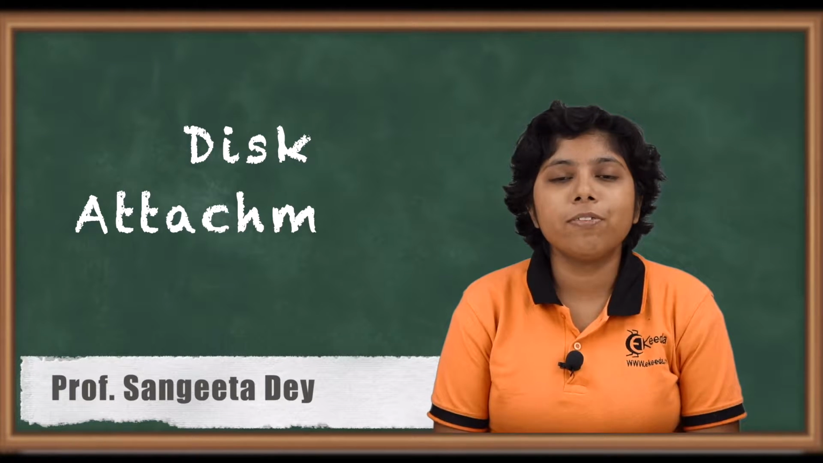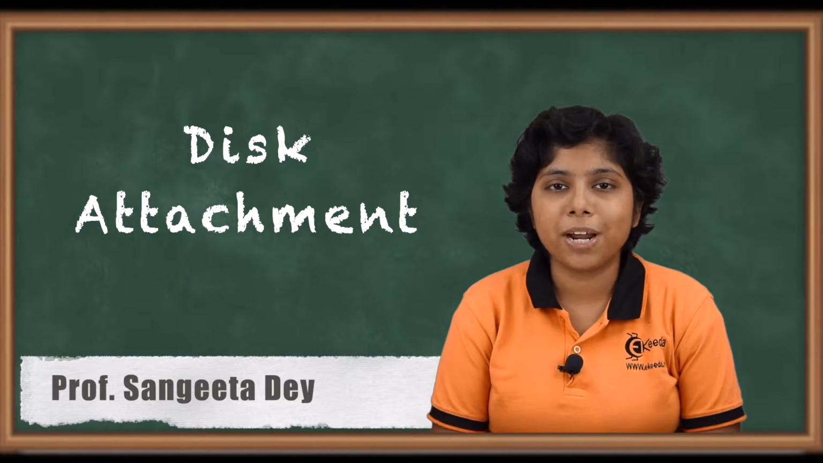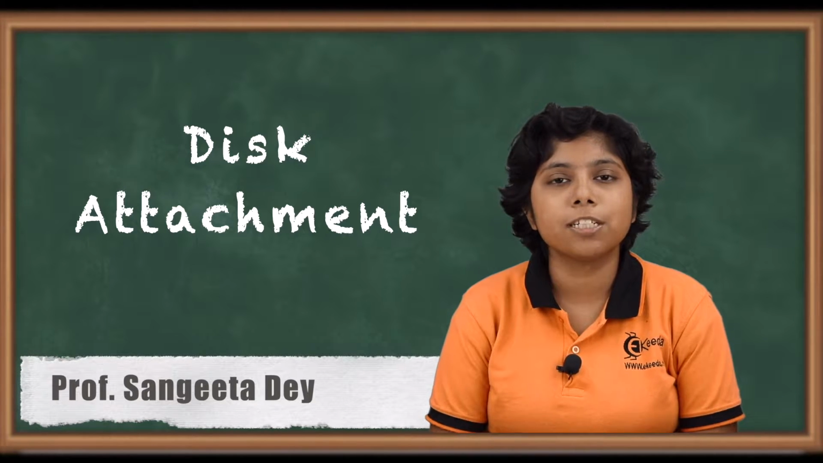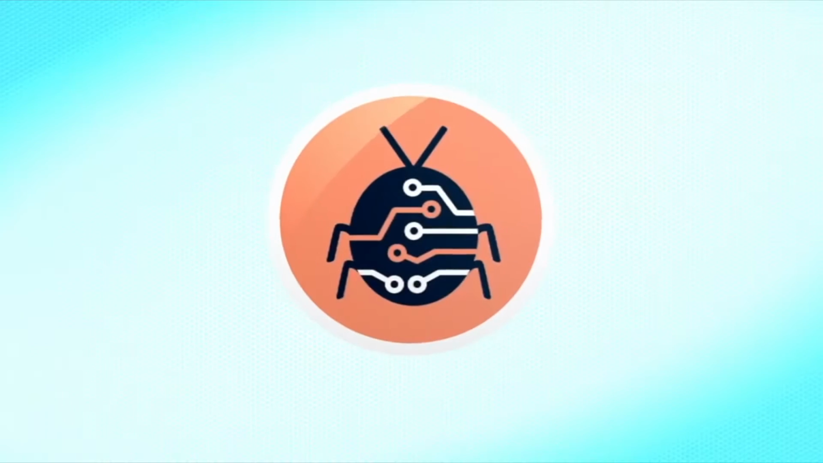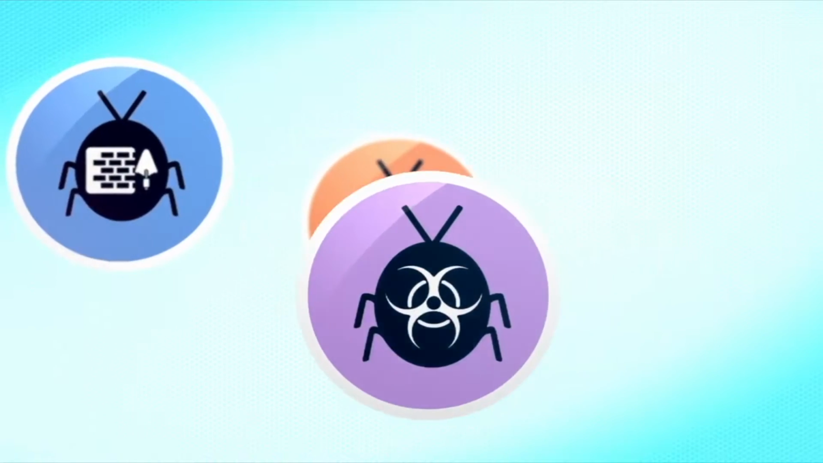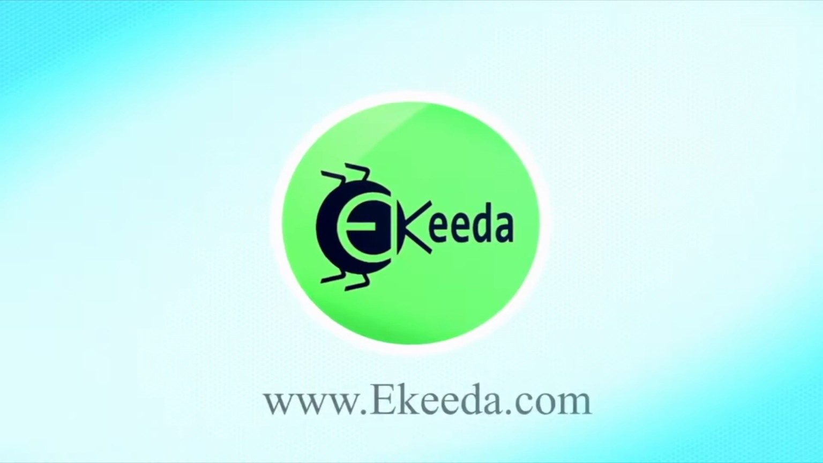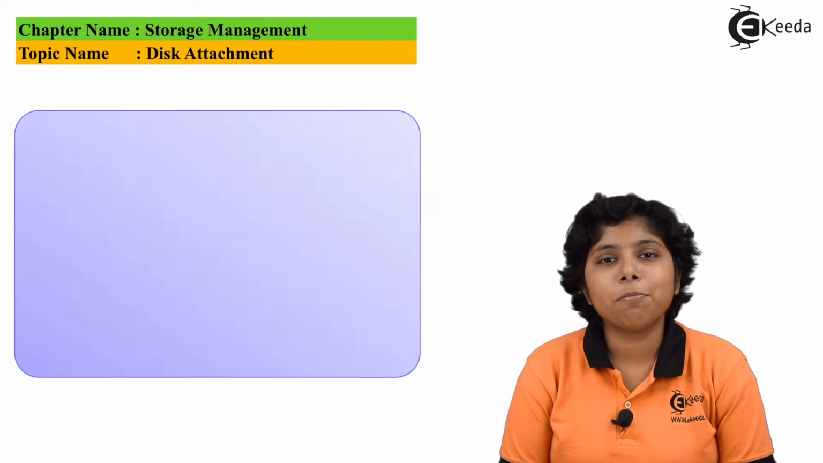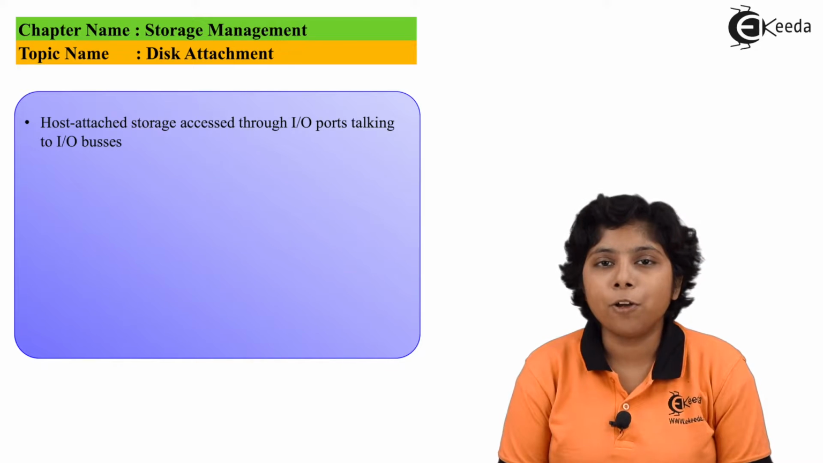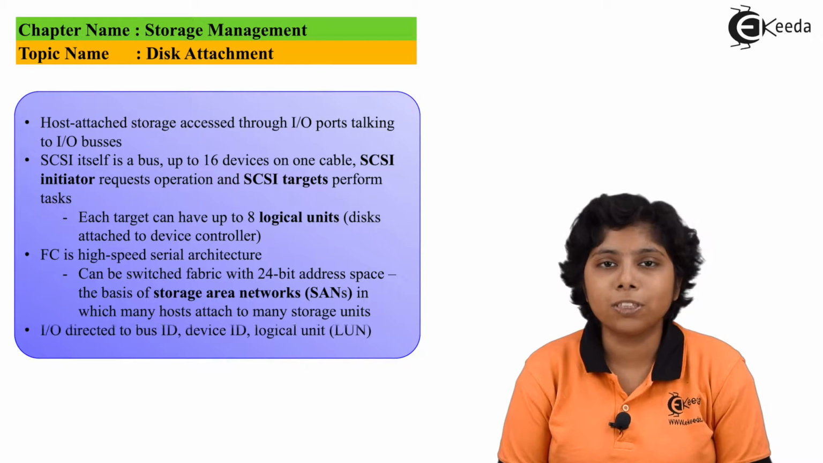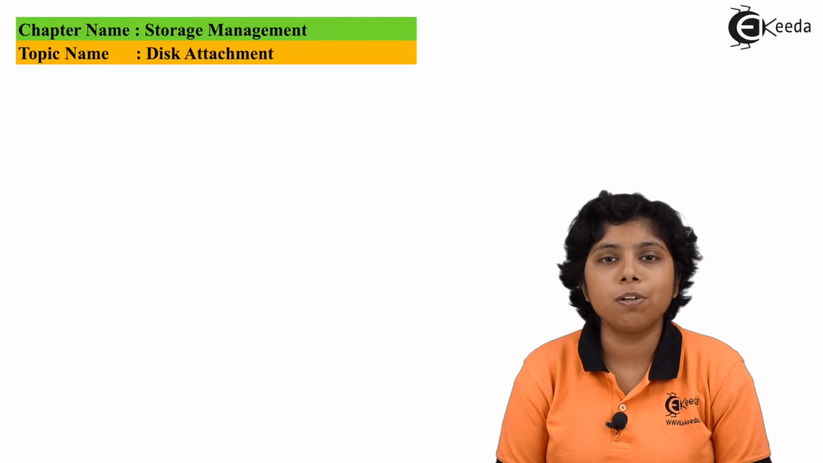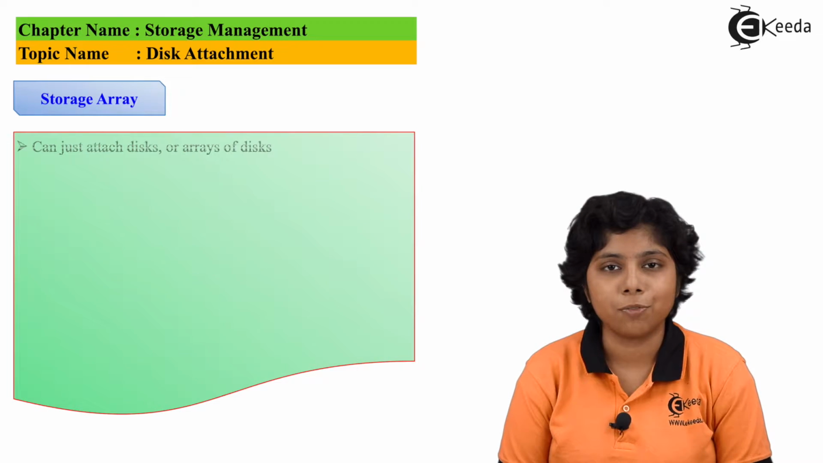Hello friends, today we will discuss the disk attachment storage criteria, that is host attached storage, network attached storage, and as well as a storage area network. The disk can be attached to the computer via the I/O ports, that is the host attached network. Some are done by the distributed systems of networks, that is known as the network attached storage. So first we will discuss the host attached storage network.